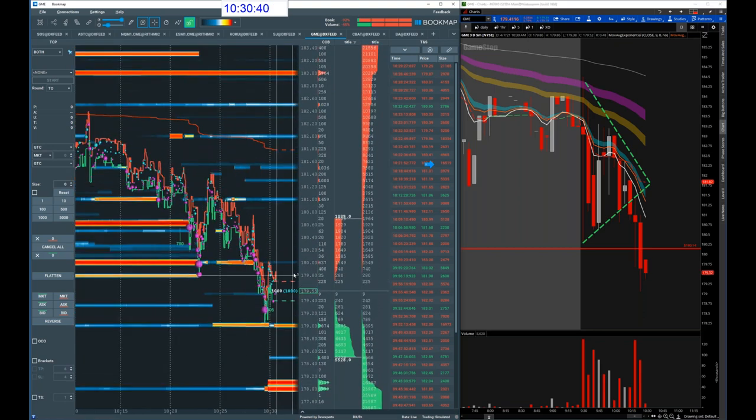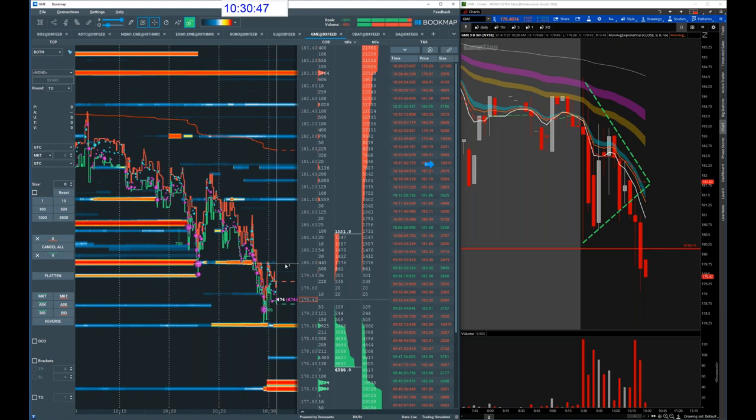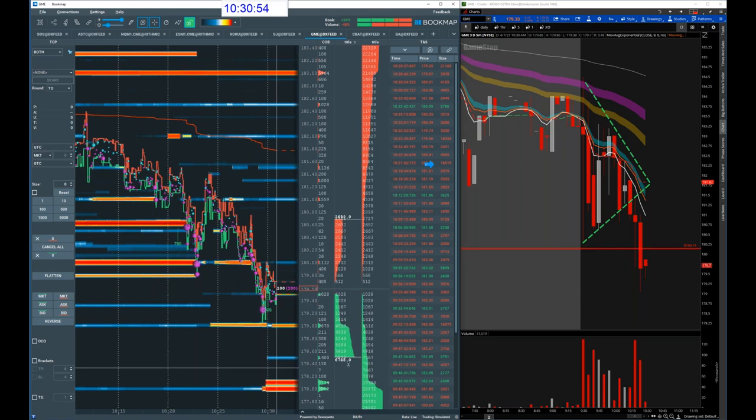I would like to see the 180 resistance stacked. So we'd like to see some heavy sellers over here, follow sellers, and then more unwind from there. For now, we have not this.